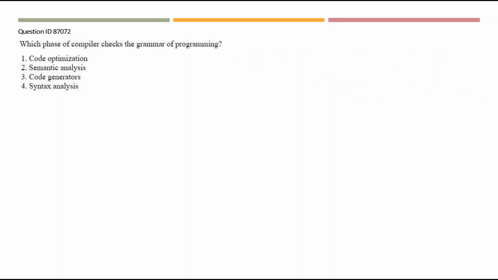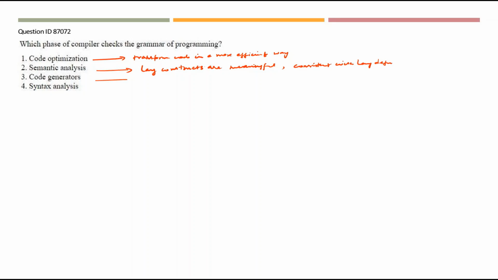Next question. Which phase of compiler checks the grammar of programming? What does code optimization do? This will transform code in a more efficient way without changing the output. What is semantic analysis? This will check if the language constructs are meaningful and also whether they are consistent with the language definition. What are code generators? They convert intermediate code to machine code. This code will be executed by the target system.